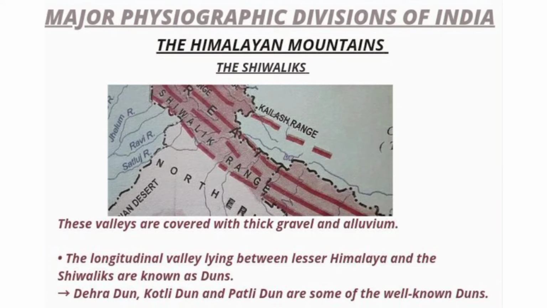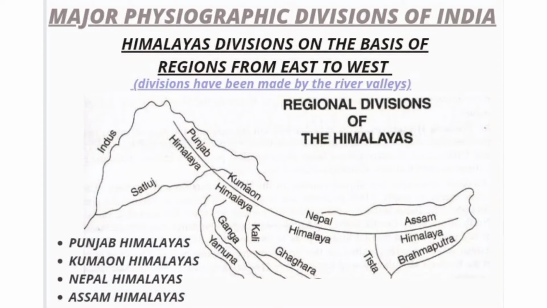Now we will discuss the Himalayas' division on the basis of region from west to east. Divisions have been made by river valleys. So basically it is divided into four regions: Punjab Himalayas, Kumaon Himalayas, Nepal Himalayas, and Assam Himalayas.